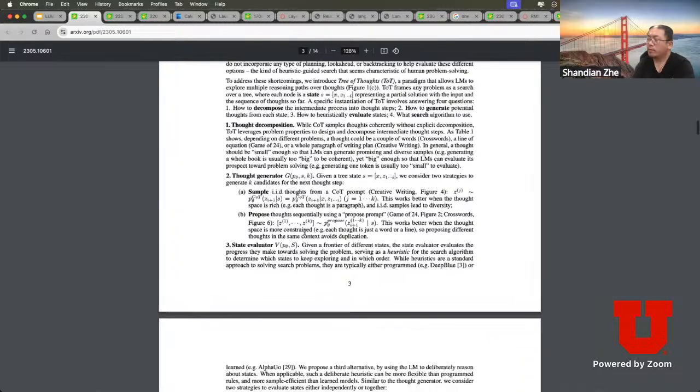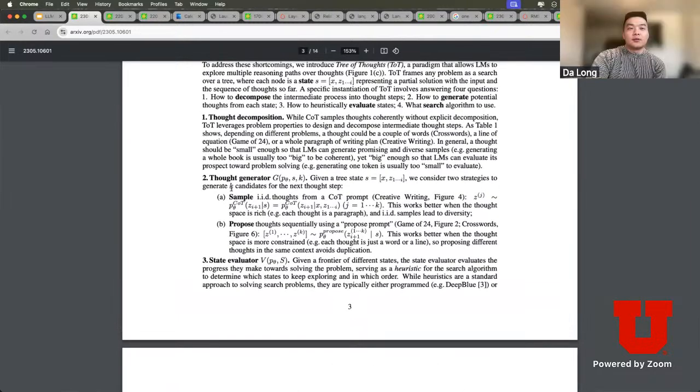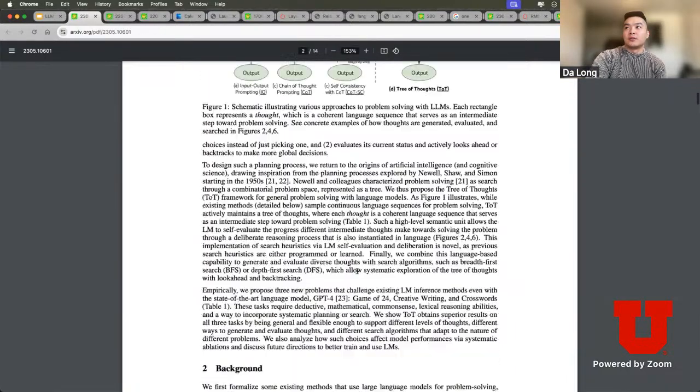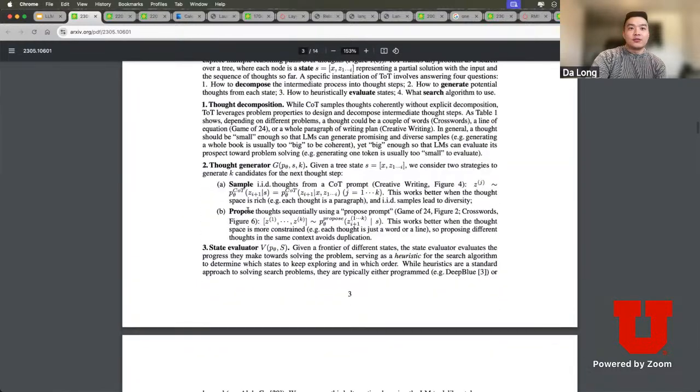Okay. So this is the process. For generating the thoughts, they have 2 strategies. For each step, they have to generate K candidates, right? First, they can sample the candidates independently from the chain of thought prompt, and they get K different candidates. So it's K leaves of the tree, right? And another strategy is that they can get the candidates sequentially. It just means they get the candidates in one sequence.